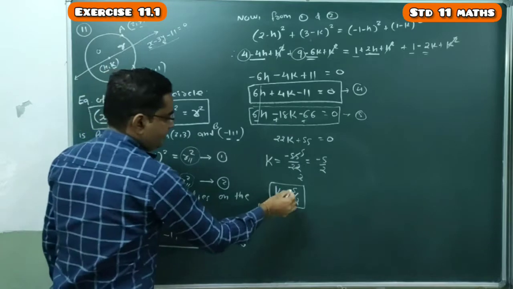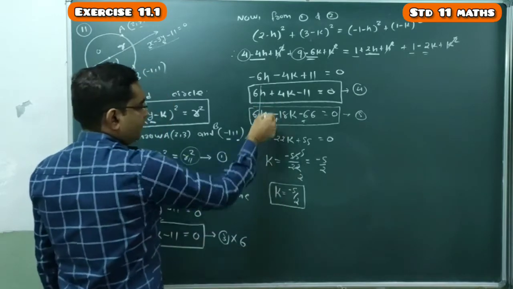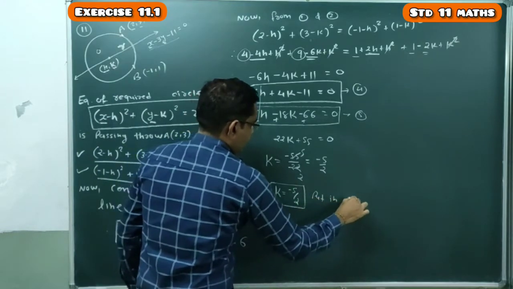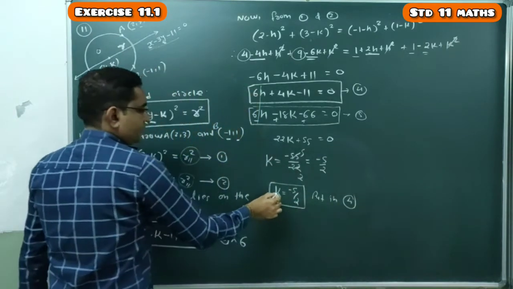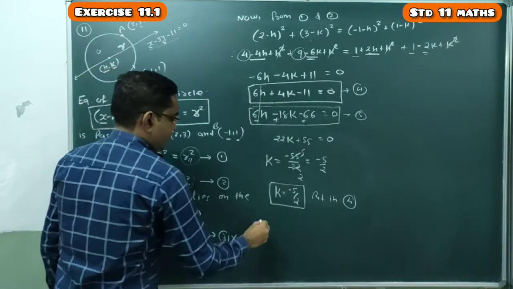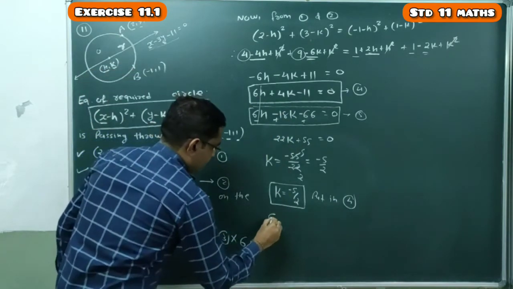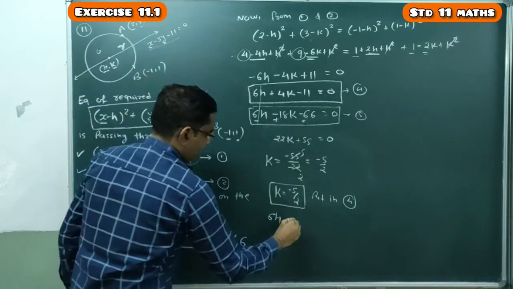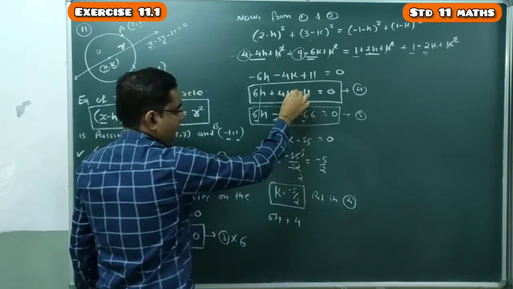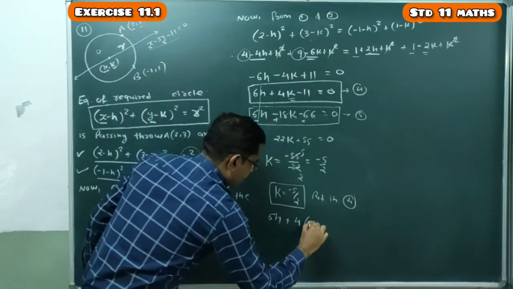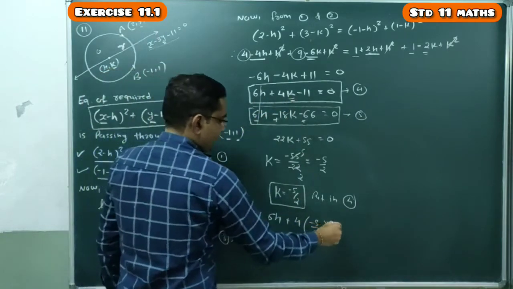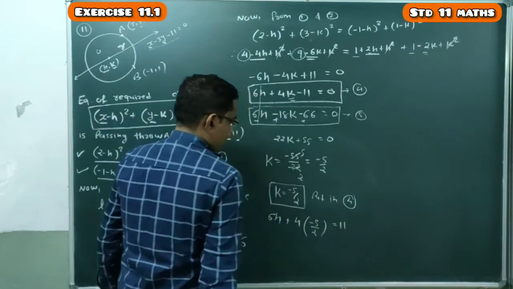The value of k has come. Done. Put this value of k in either one of the equations. So let's put it in equation number 4. K equal to minus 5 by 2, put in equation number 4. So we are getting the value of h. So it will be 6h plus 4k, and the value of k is minus 5 by 2. So 6h plus 4k minus 11, that is equal to plus 11.